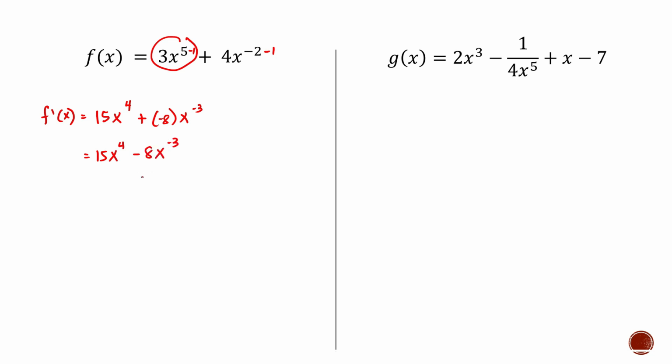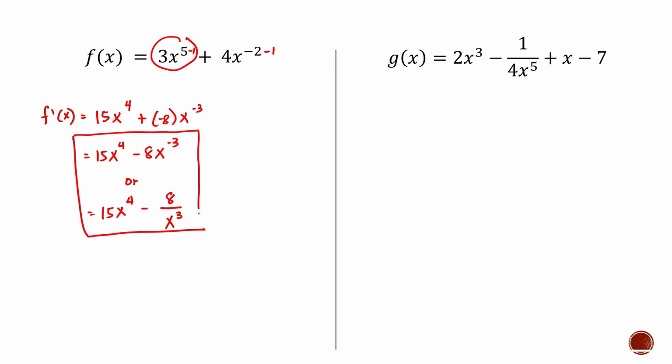And of course, we might want to have a positive exponent. So here we will use the laws of exponents. So 15x raised to 4 minus 8. We want that negative 3 to be positive, so now we will put that in the denominator. So that's x raised to 3. Right? So actually either of these two is correct. It really depends on your teacher.